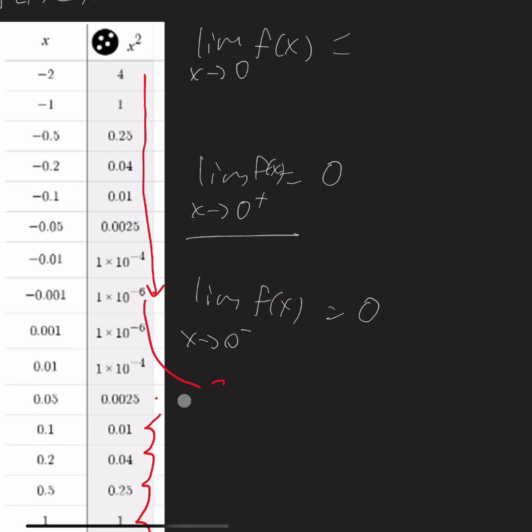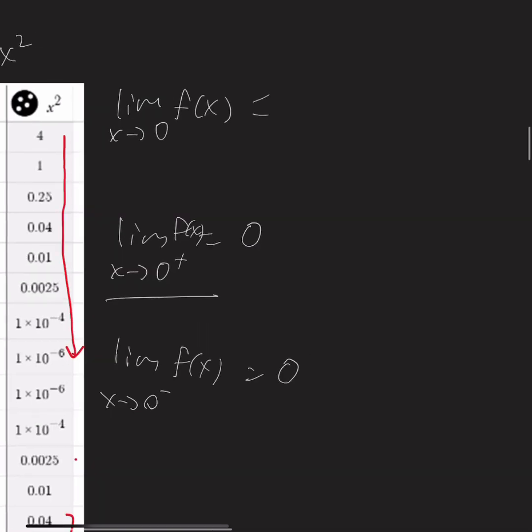What about the double-sided limit? Since the right-hand limit and the left-hand limit are equal, then we can say this exists and the value is 0.